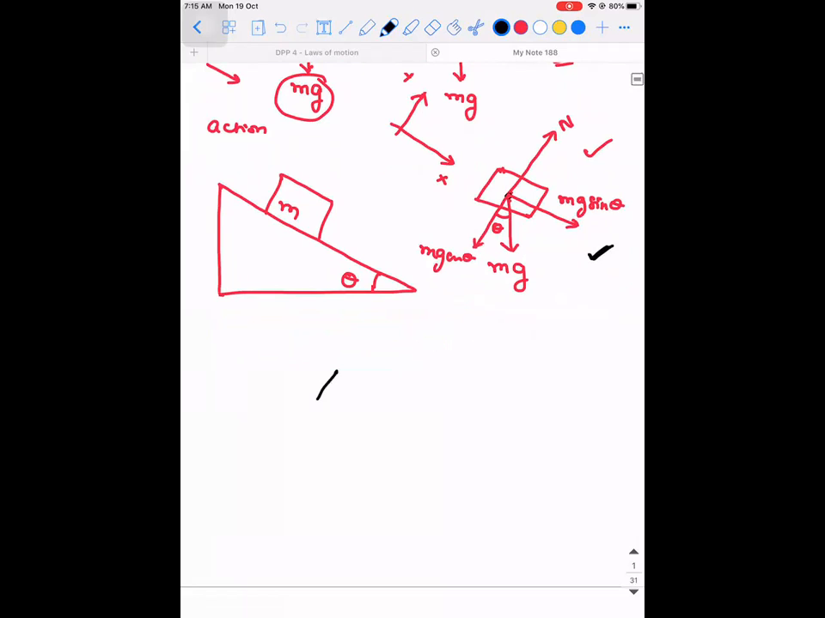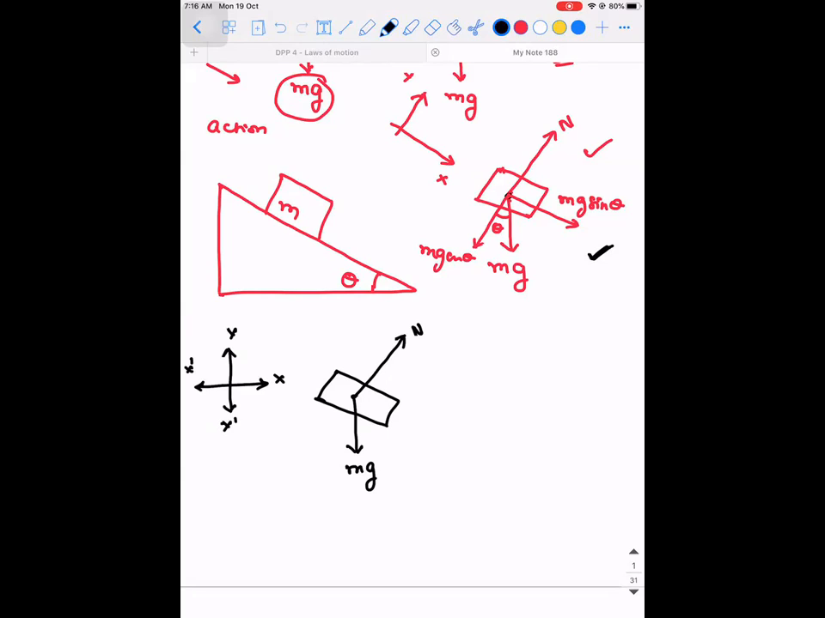So sometimes what will happen is we might have to resolve the normal itself into different components. If that should happen, no? So if this is a normal, now the question is, if I take this as the reference axis, this is x-axis, y-axis. If I take it like this, then out of the normal and mg, which one should be resolved? Normal.